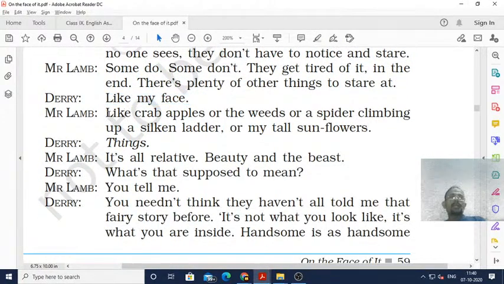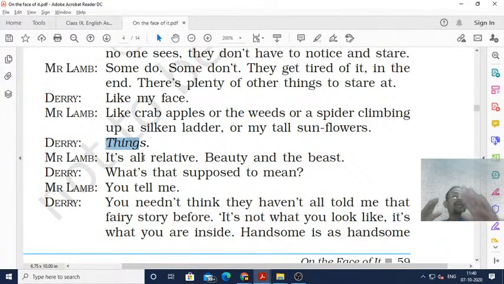Mr. Lamb says, like crab apples or the weeds or a spider climbing up a silken ladder or my tall sunflowers, things. It's all relative. Then Mr. Lamb wants to say that like people stare at my crab apples, they also stare at the weeds, a spider climbing a ladder, or my tall sunflowers. Everywhere people have their gaze. People stare at even all the objects that I am having. So it doesn't matter much.